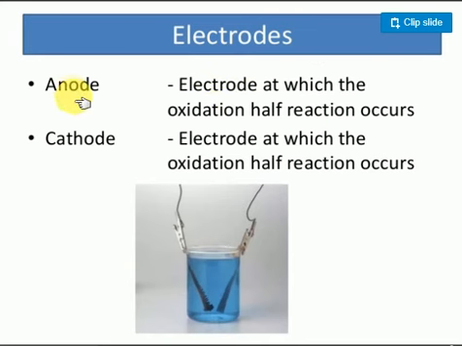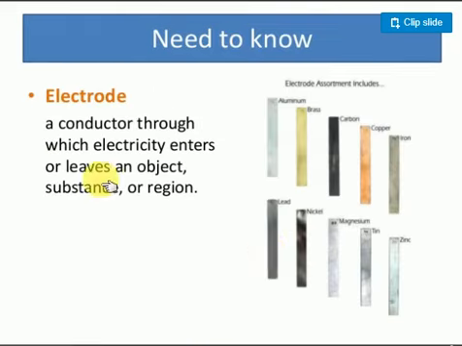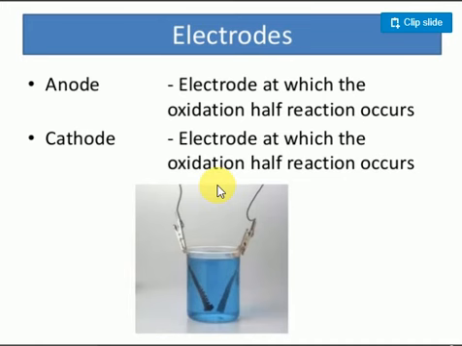Already discussed about this. Remember, generally the left-hand side is the anode, oxidation only. The cathode is nothing but reduction only. Look at the cathode, nothing but reduction only. Remember, the cathode is reduction.